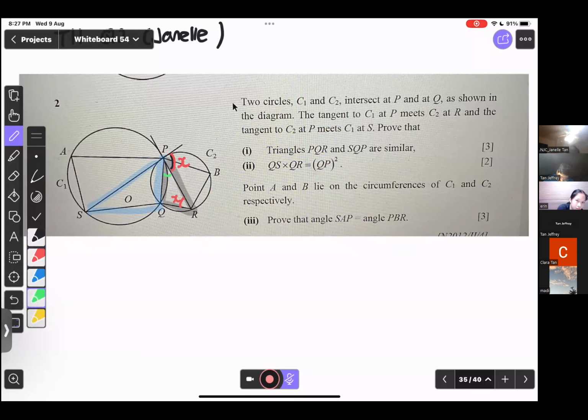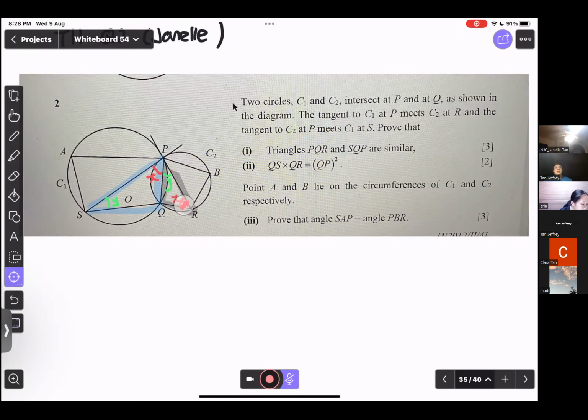Let me say I call this Y. This one will also be Y. Then PRQ will be the same as SPQ. PRQ, this one is also X, because these two are also alternate segment theorem. The two X, right? Let me erase this one. The X and X are the same because of alternate segment theorem. Y and Y are the same because of alternate segment theorem. That's why you have two pairs of corresponding equal angles.